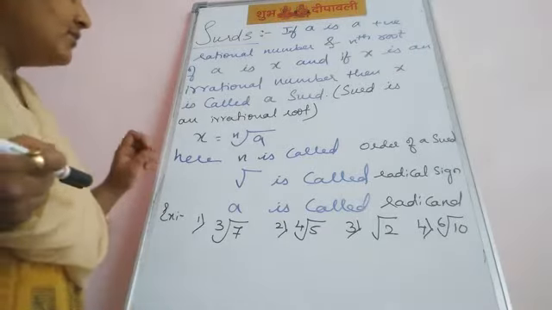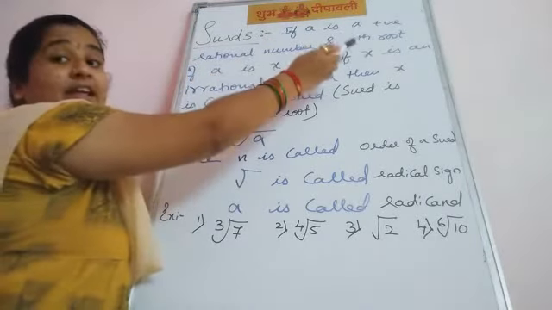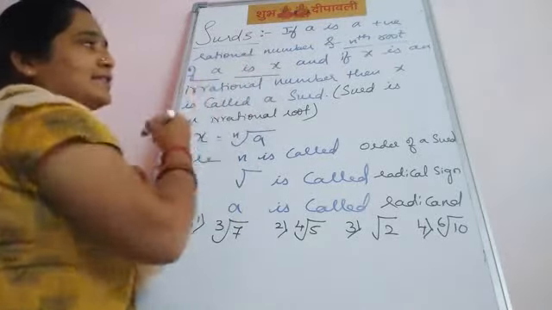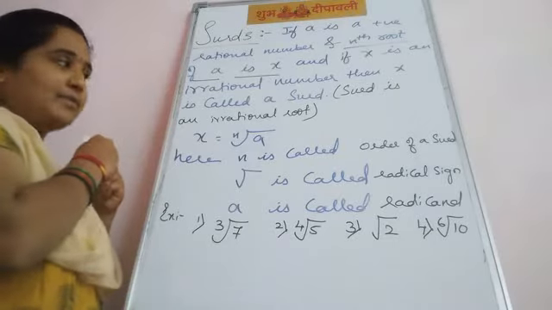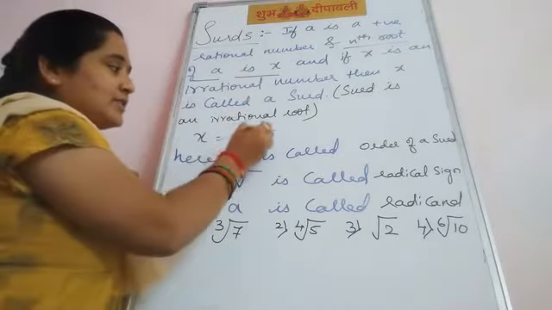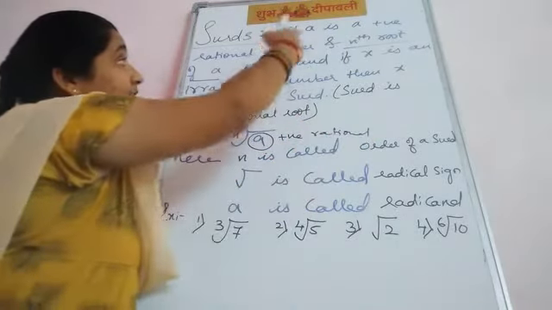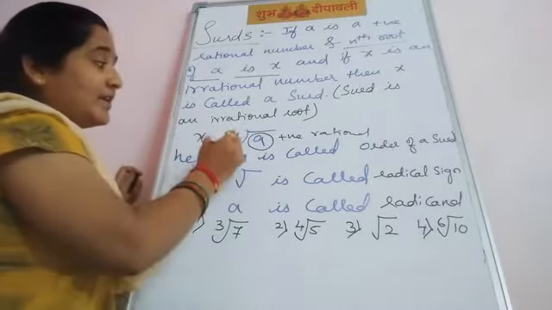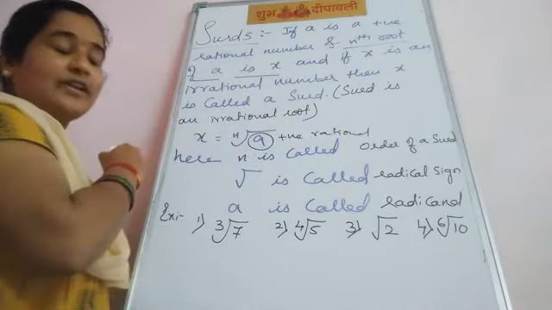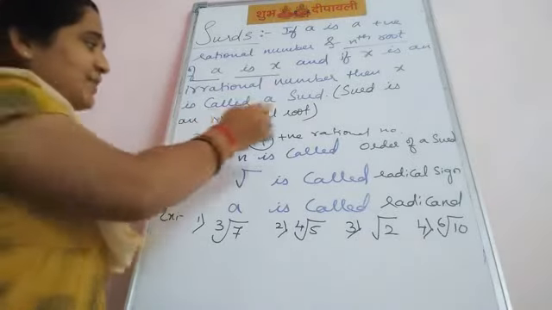So here our definition was: if a is a positive rational number and the nth root of a is x, and if x is an irrational number, then x equal to the nth root of a. Here a is a positive rational number. Okay. Now, in the definition he explained about this one.